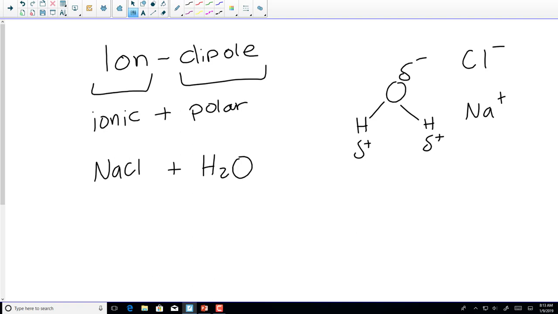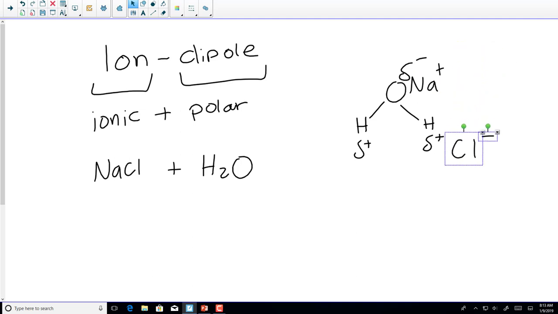What's going to happen here is that the sodium ions that are positively charged are going to be attracted to what part? Move the whole thing. They're going to be attracted to what part of the water molecule? The oxygen. So they're going to move up here to the oxygen because that's negative and that's positive. Meanwhile, this chlorine here is going to move where? Down to the hydrogens where it's positively charged.